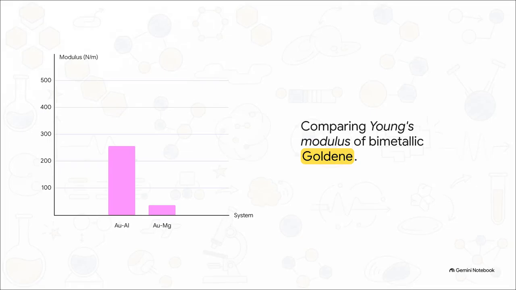So we know how the electronic profile shifts, but how do these materials hold up physically? If we look at the Young's modulus derived from our strain energy calculations, the contrast is night and day. The AuAl system is incredibly stiff, sitting at a highly rigid 256.59 newtons per meter. Adding aluminum basically turns this material into microscopic armor. But look at Au-Mg. It drops all the way down to 36.54 newtons per meter. This promotes a highly flexible structure that behaves much more like a malleable sheet. It's a huge mechanical trade-off, driven entirely by which metal we choose to alloy with.